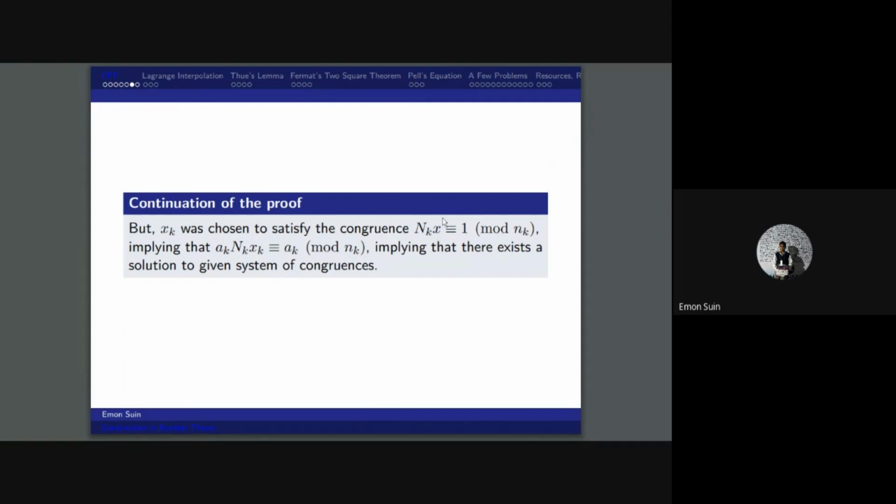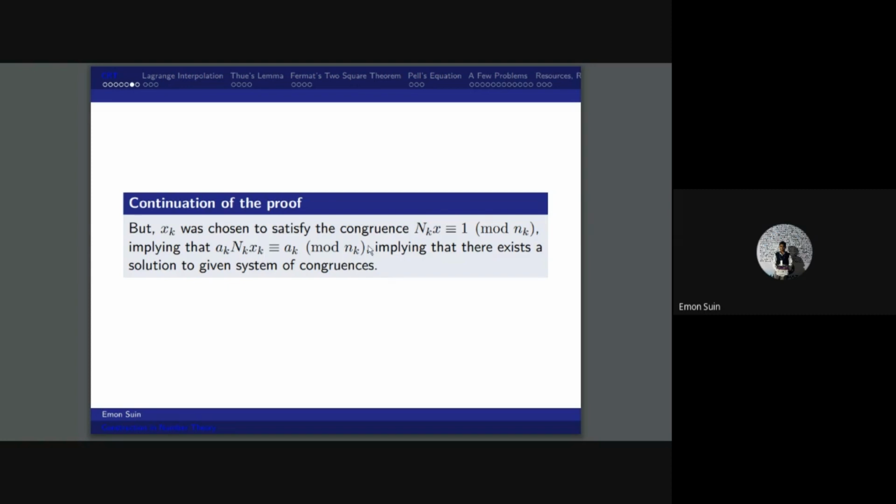Xk was chosen to satisfy this particular x, right? That in capital Nk x will be congruent to 1 mod nk. So that means capital Nk small xk will be congruent to 1 mod nk. And so if we multiply ak on both sides, then we have ak Nk xk congruent to ak mod nk, implying that there exists a solution to the given system of congruences.